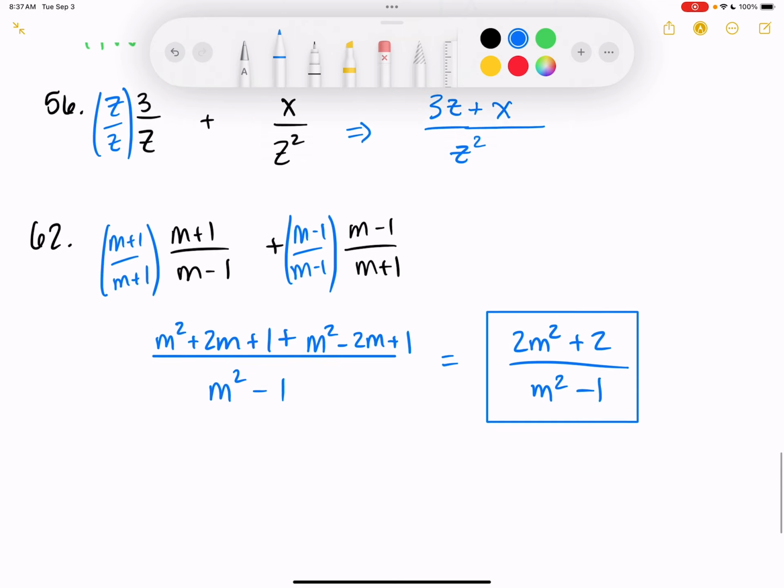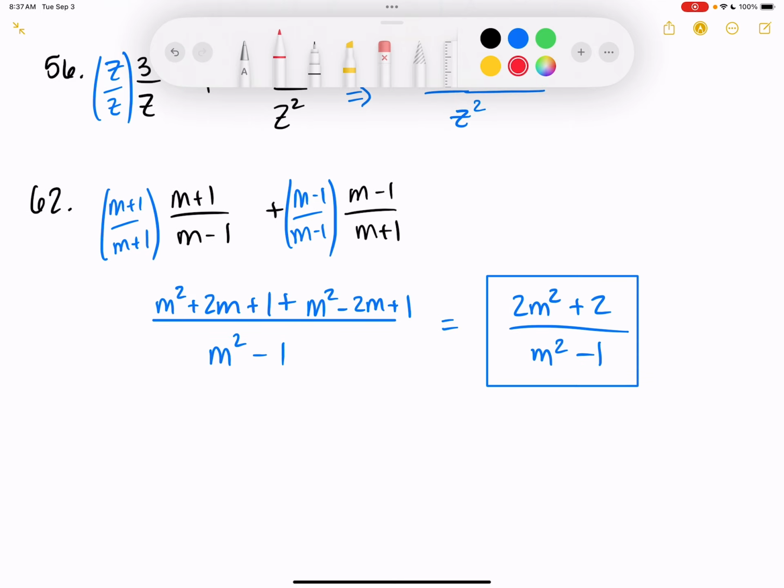But if you are checking an answer in the back and you don't get exactly that, what they may have done is taken a 2 out and left you with m squared plus 1 on top, like that, over m squared minus 1. But that's as far as you could go. So in terms of factoring the 2 out, it really doesn't make a difference either way. So, but just for notation in case the book, if you're checking your answers.